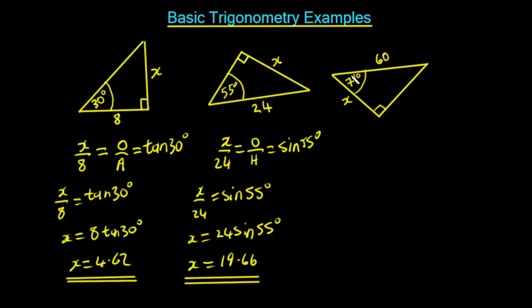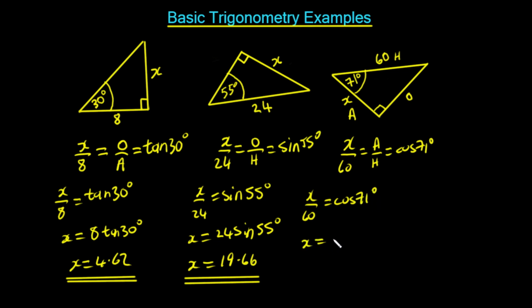And finally, we have the angle here, 71 degrees. So the opposite must be this side here. So if that's the opposite, then this must be the adjacent, and this must be the hypotenuse. So we can say then that the ratio x upon 60 is equal to the adjacent over the hypotenuse, which is the cosine function. So that's cos of 71 degrees. So we can say that x upon 60 is equal to cos of 71 degrees. So therefore we can say that x is equal to 60 cos 71 degrees.